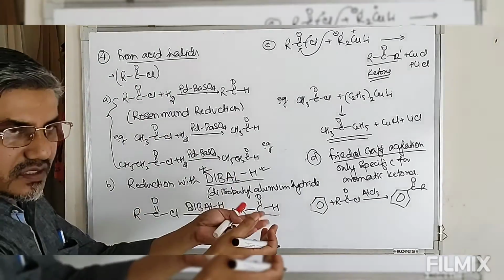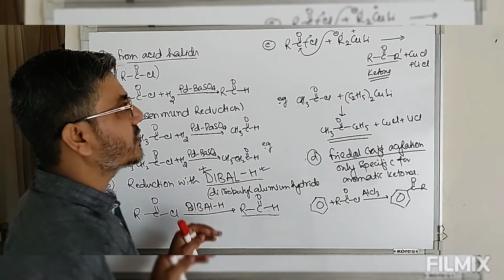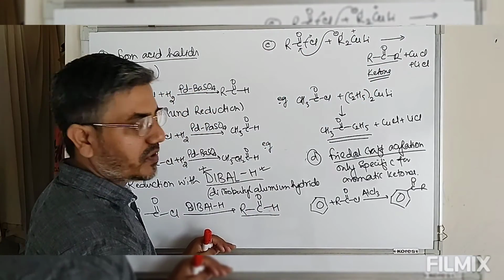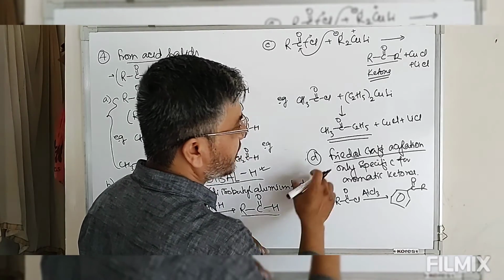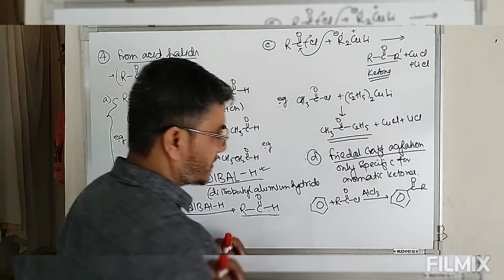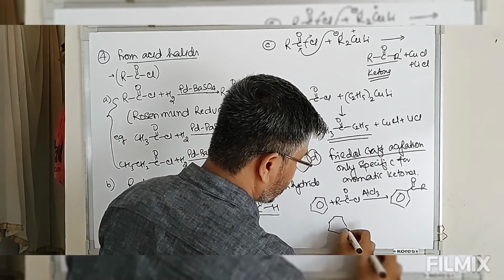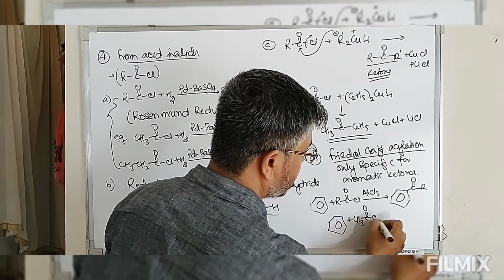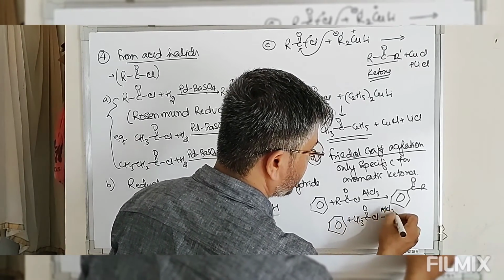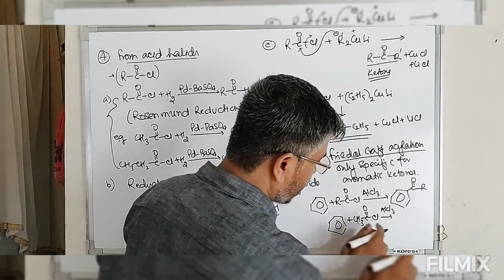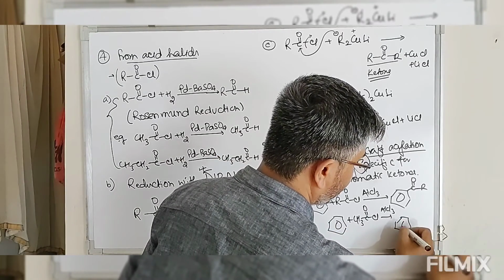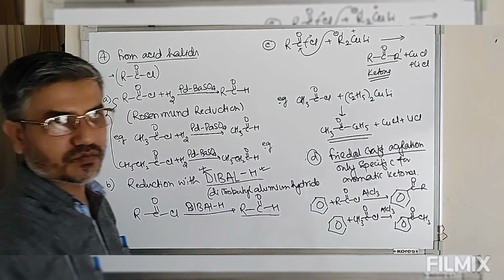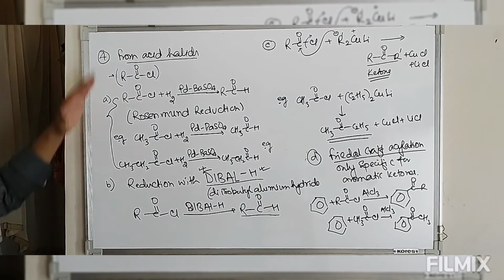We can also prepare ketone. Now in case of ketone, this reaction is either with dialkyl copper cuprate, or we can have Friedel-Crafts acylation. Suppose we have benzene. Now this reacts with CH3C=OCl in presence of AlCl3. This is the acyl group that we introduce here, so we get acetophenone.